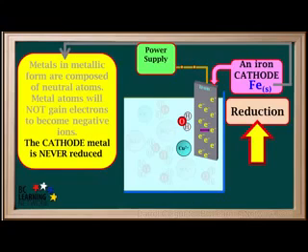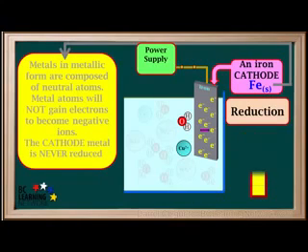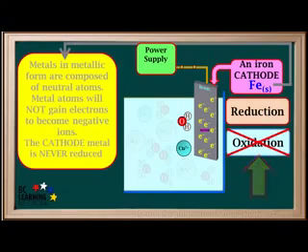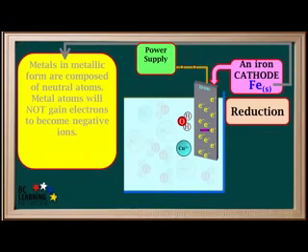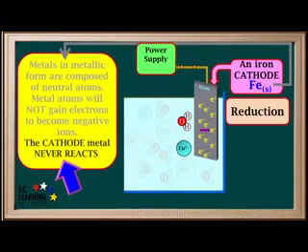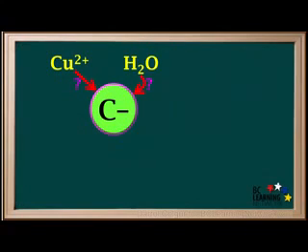Also remember that reduction is all that occurs at the cathode. Oxidation never occurs at a cathode. So we can say that the cathode metal is never oxidized. Because the cathode metal is neither reduced nor oxidized, we can say that the cathode metal never reacts in an electrolytic cell. So even though our cathode is iron metal, the only possible species that can be reduced are water or copper 2+ ions. So using this diagram, we'll ask whether copper 2+ or water is reduced at the cathode.